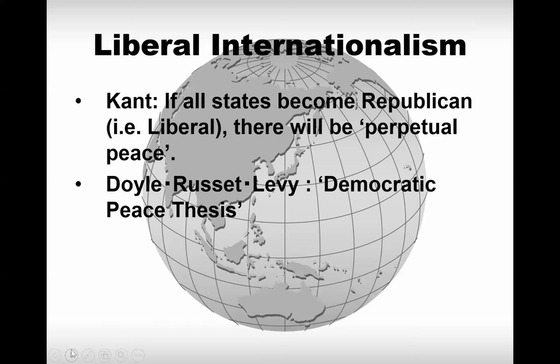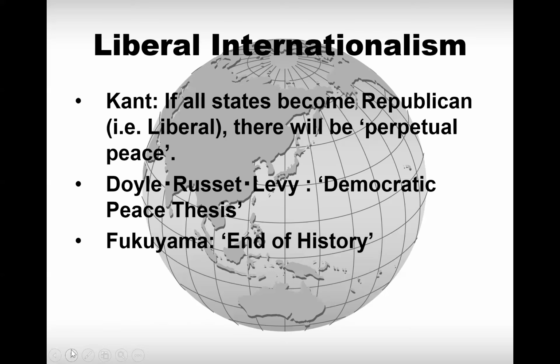If we look at a thesis, this would be an argument which would have the status of law. First posited by Michael Doyle, Bruce Russett, and Jack Levy, that no two liberal democratic states had gone to war with each other. Therefore, the corollary, meaning the flip side, was that all states should become liberal democratic if there is to be world peace.